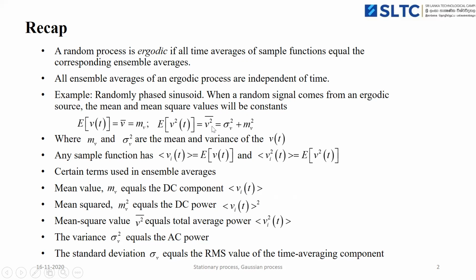Here the mean square value is equal to the variance plus the square of the mean of the random process, or we can say that the mean square value of the random process is sigma v squared plus v bar squared.